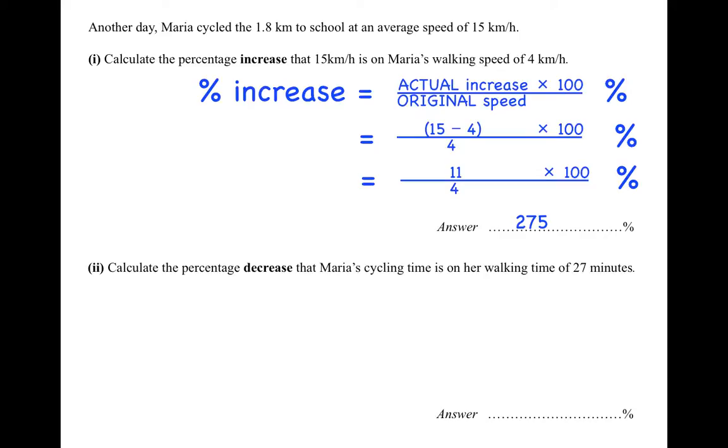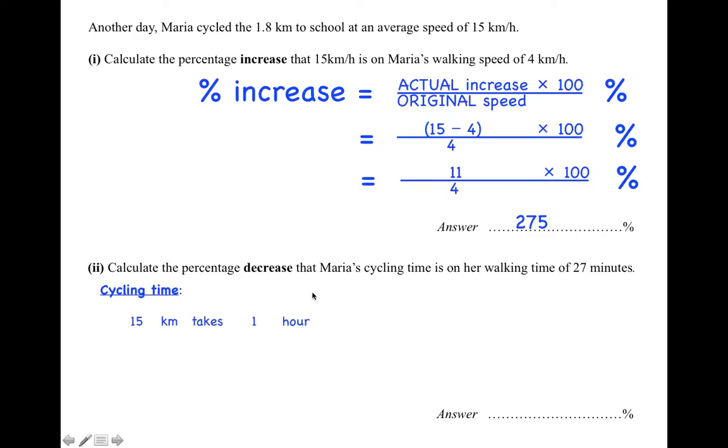Then it says, calculate the percentage decrease that Maria's cycling time is on her walking time of 27 minutes. Now this is a bit of a complicated question because it involves more than just percentages and fractions. We're going to have to work out her cycling time. So her cycling speed is 15 kilometers per hour. We've already been told that.